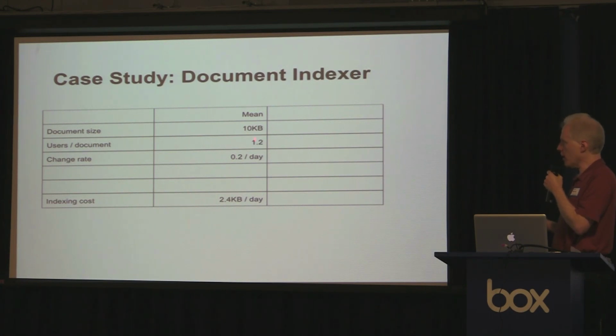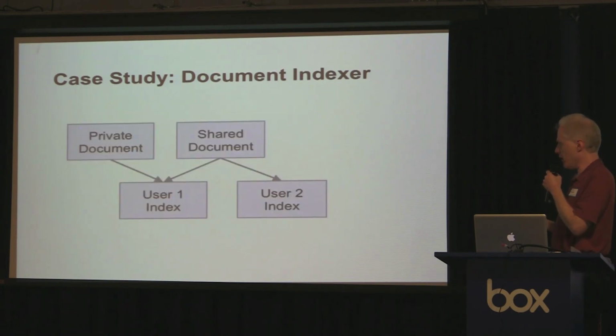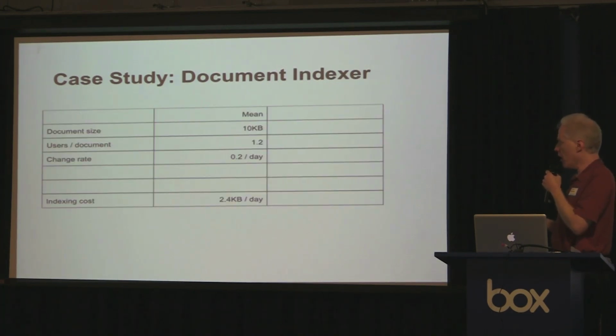And so if you multiply this together: average document size 10K, average sharing factor, which means the average number of indexes that the document is going to appear in, of 1.2, and maybe it changes 0.2 times per day. So the indexing cost for that document, on average, is expected to be about 2.4 kilobytes per day. Really nothing.